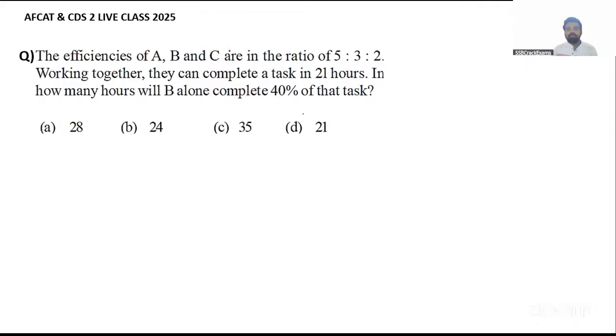The efficiencies of A, B, and C are in this ratio. So since this is the ratio, they can be cancelled out by the same factor, say 5x, 3x, or 2x, something like that. They can complete a task in 21 hours. In how many hours will B alone complete 40% of the task?